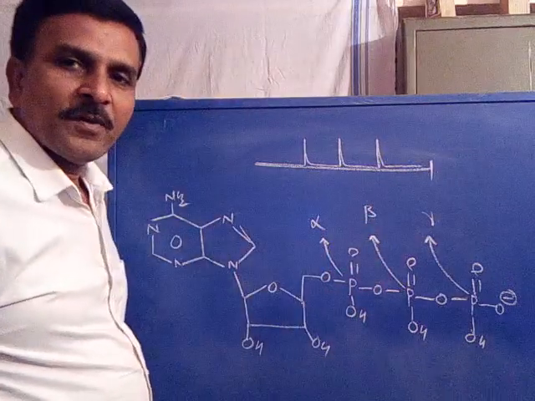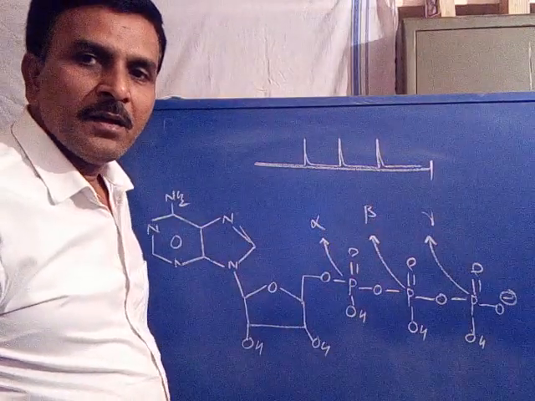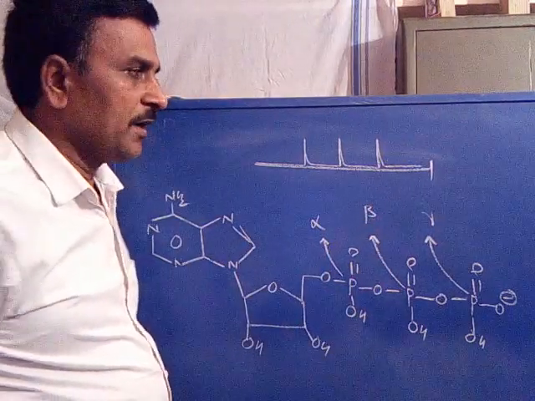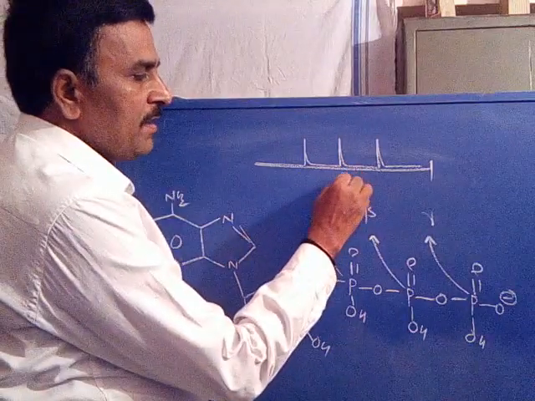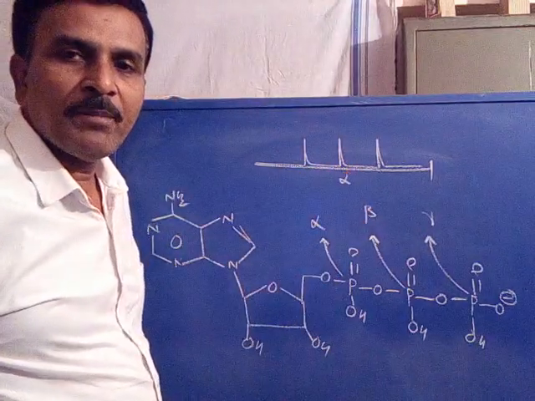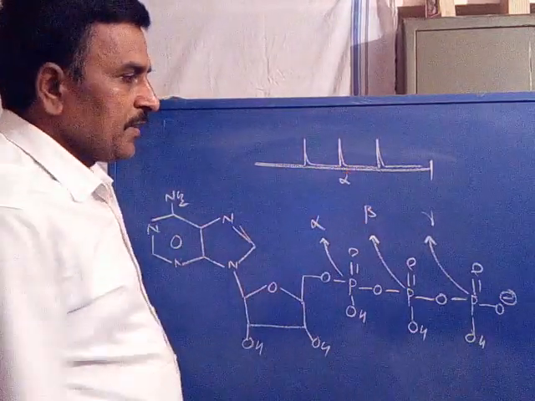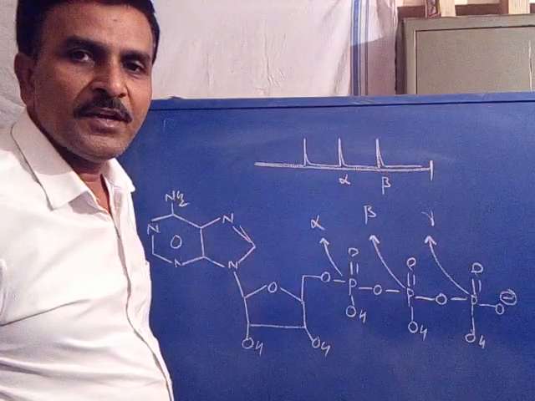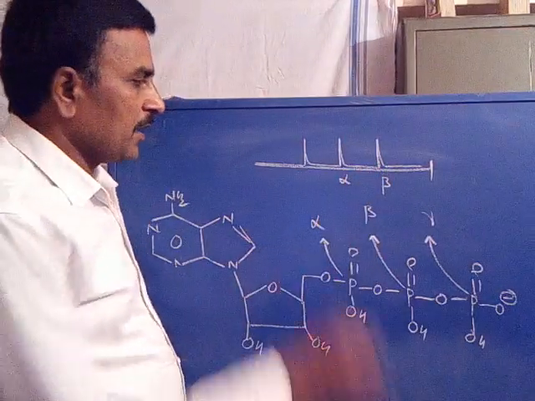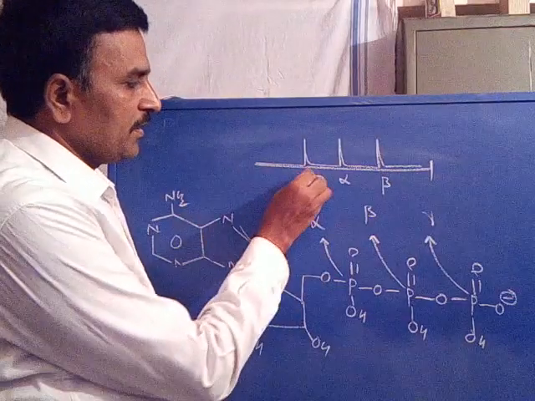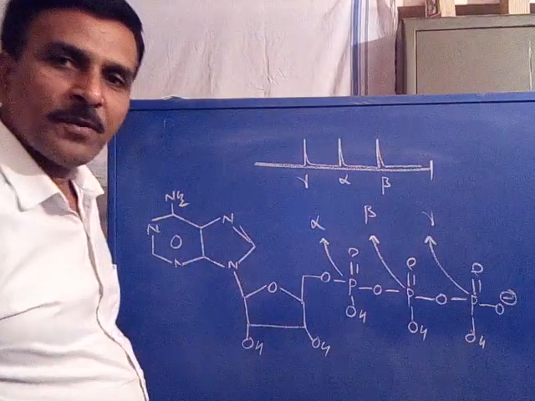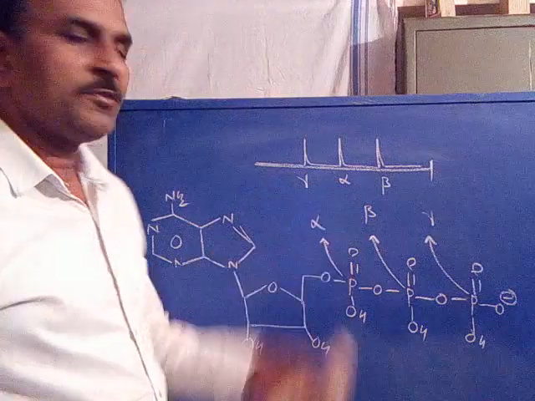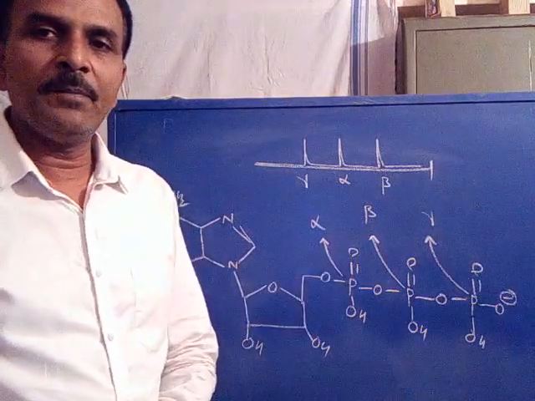For each phosphorus, a separate signal appears. The middle signal is related to alpha phosphorus. The first signal is related to beta phosphorus, and the terminal, last signal is related to gamma phosphorus. So this is the phosphorus NMR spectrum of ATP.